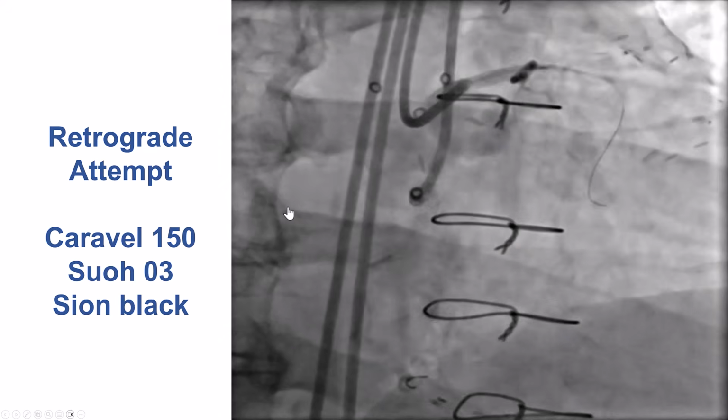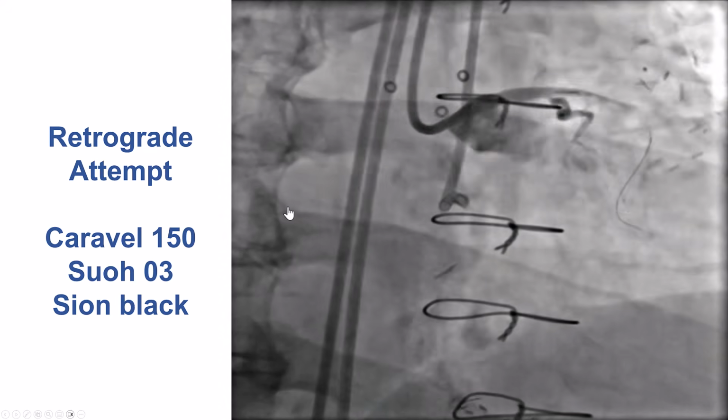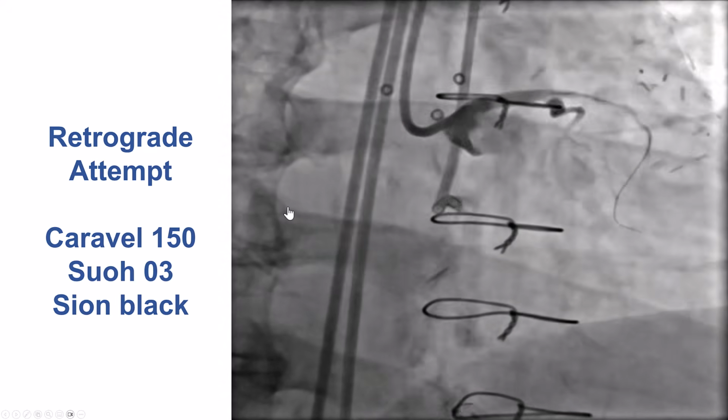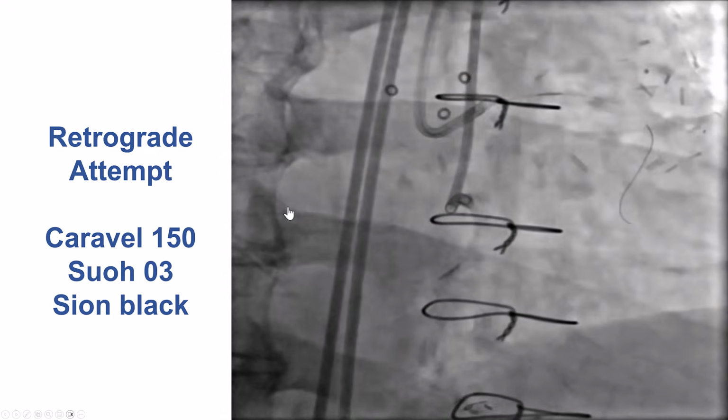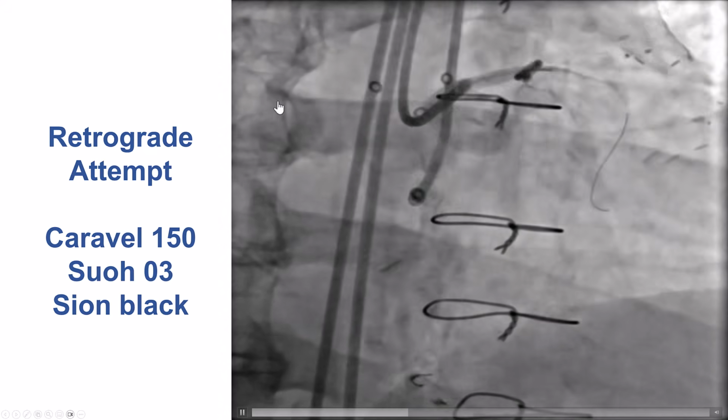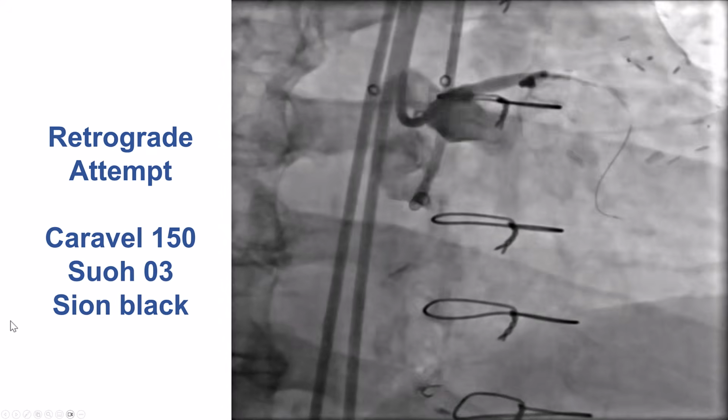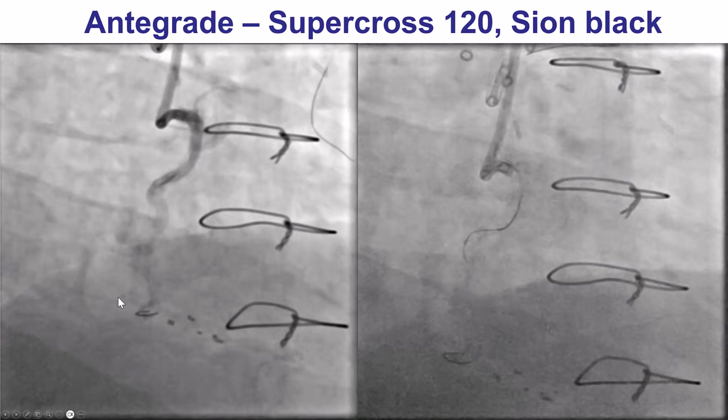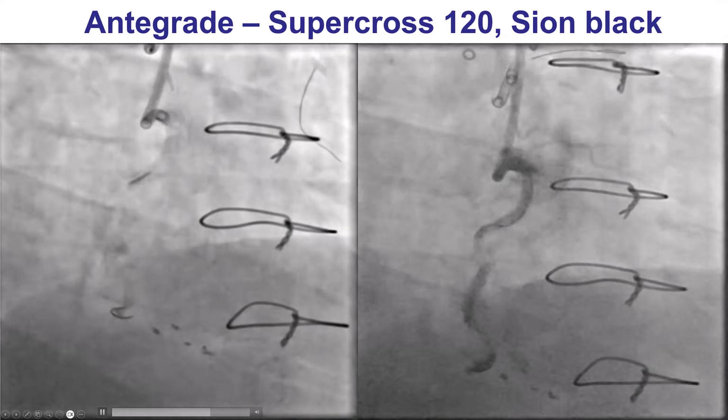So what we did is we tried to go antegrade. We tried several wires. The wire kept on, like in the previous case, going into the extraplaque space. So we tried retrograde to the septal, SuOH3, Sion Black, but unfortunately we were unable to get through.